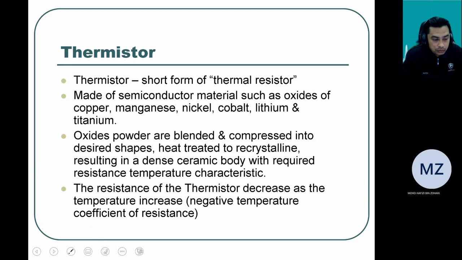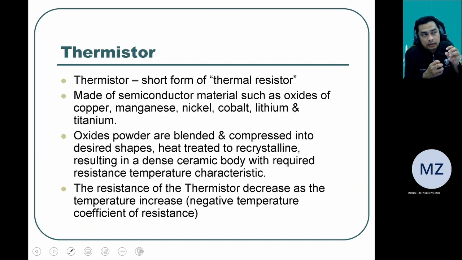Now we look at the last example of the resistance type of temperature sensor, which is the thermistor. The thermistor is short for thermal resistor. It is made of semiconductor, different from the RTD. The RTD is made from metal, for example nickel, platinum, and so on. But the thermistor is constructed from semiconductor.